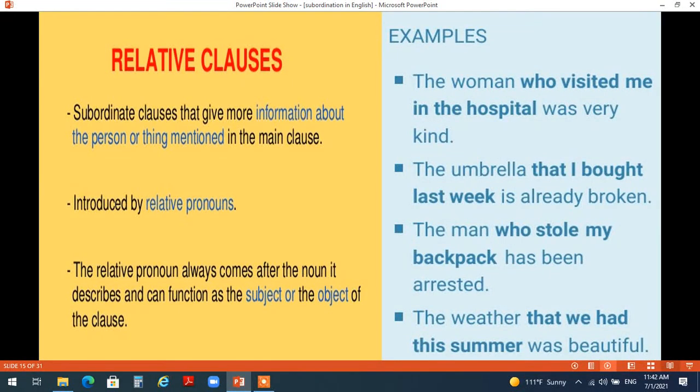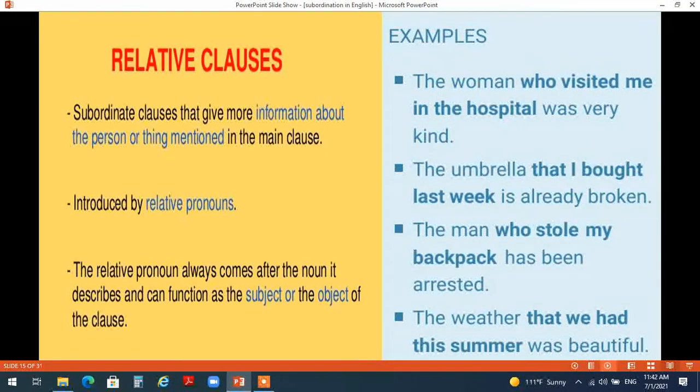The second type of subordinate clauses is called relative clauses. Subordinate clauses that give more information about the person or thing mentioned in the main clause, and they are introduced by relative pronouns. إذا عادة نستخدم relative clauses إنه نختار relative pronoun المناسب كي نصف اسم جاء قبله، أما يكون اسم لشخص، اسم لشيء، اسم لمكان. إذا نستخدم relative clauses كي نعطي وصفا لذلك الاسم.